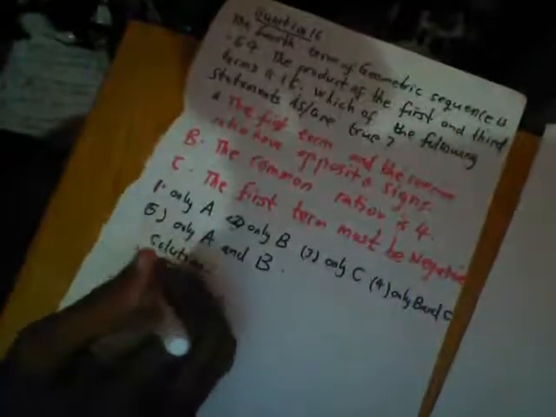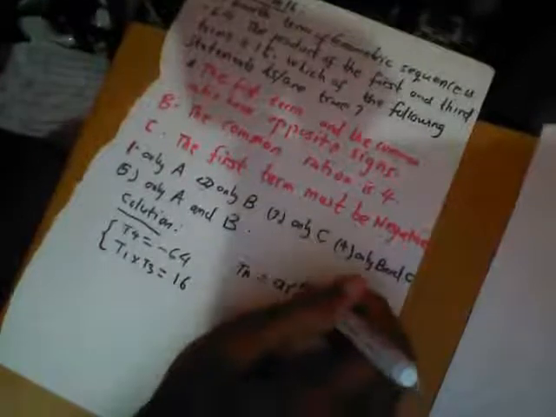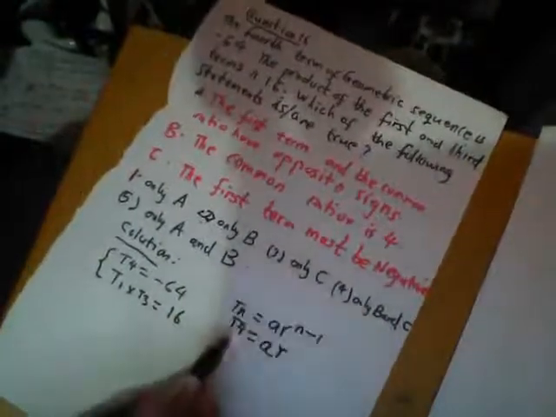Okay, so now let's translate it. Let's interpret this question. So, okay, what is T4? Since it's geometric, we know Tn equal to a r to the power n minus 1. So term 4, what is term 4? Term 4 equal to a. Do you know a, the first term? No, we don't know. So a r. Do you know r? No. But this is term 4. So when I say n is 4, 4 minus 1 equal to 3. So this is my term 4.